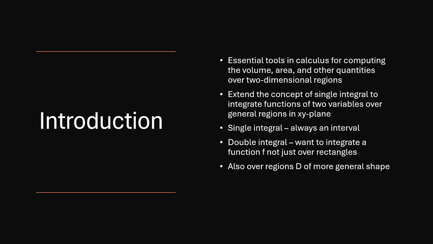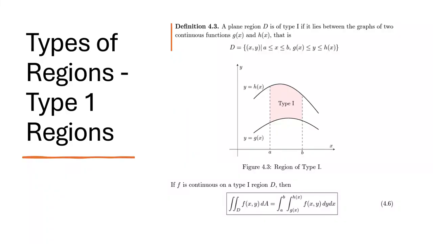For single integrals, the region over which we integrate is always an interval, but for double integrals, we want to be able to integrate a function f not just over rectangles, but also over regions D of more general shape. So there are two types of regions called type 1 and type 2. These type 1 and type 2 regions are a classification used to describe the boundaries of regions over which double integrals are evaluated. So let's look at each type.